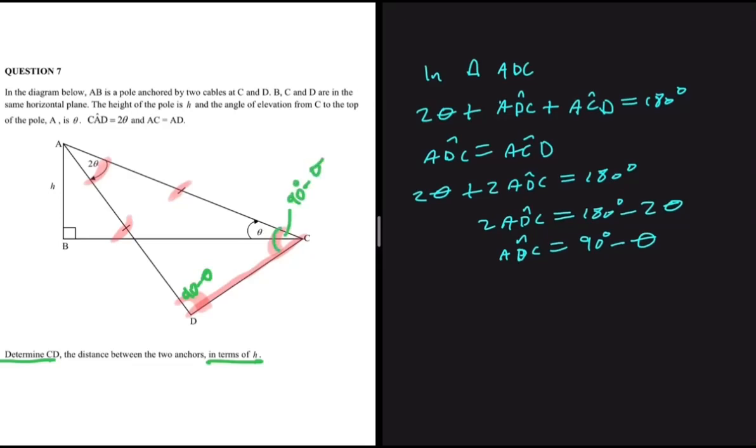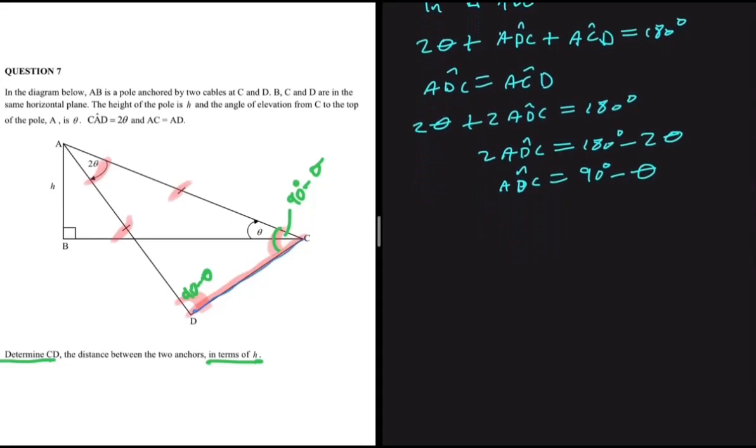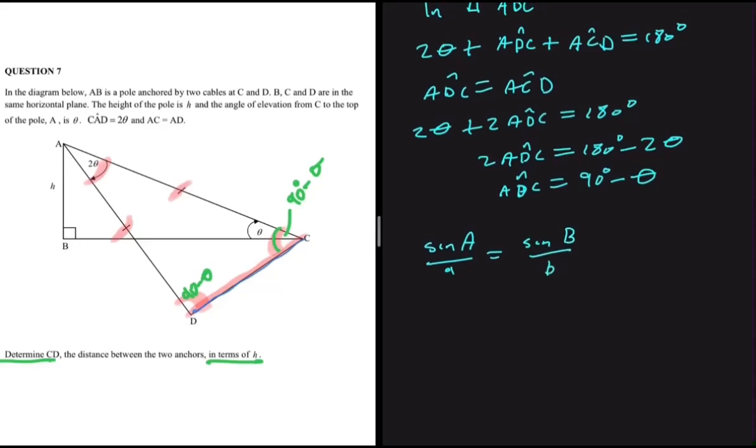Let's not forget our aim. We want to determine line DC, right, in terms of H. So what can we do here? We can use the sine rule, right? We can say that sine of A divided by the side a will be equal to sine of B divided by the side b. We're still in triangle ADC, right?